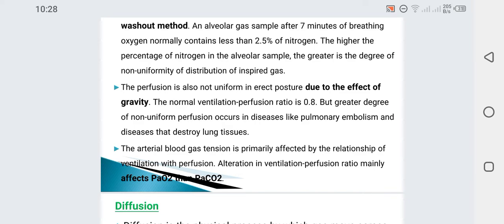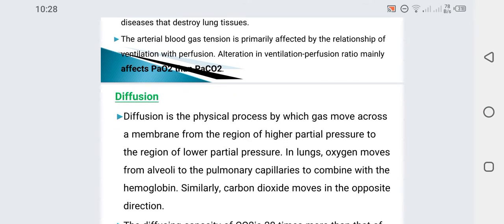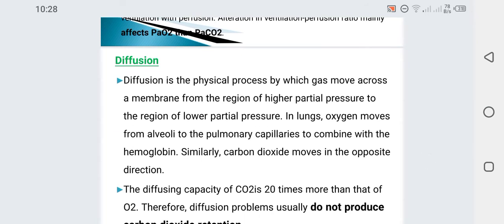The alteration in ventilation perfusion ratio mainly affects the partial pressure of O2 rather than the partial pressure of CO2. Now come to the diffusion. Diffusion is a physical process by which the gas moves across the membrane from the region of higher partial pressure to the region of lower partial pressure.